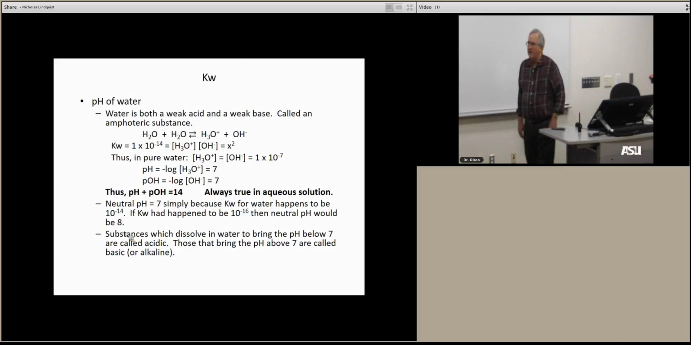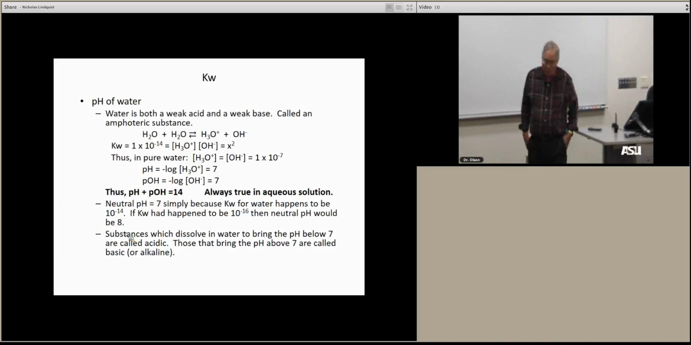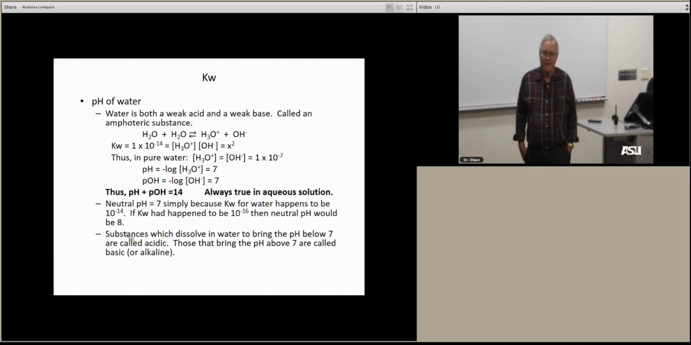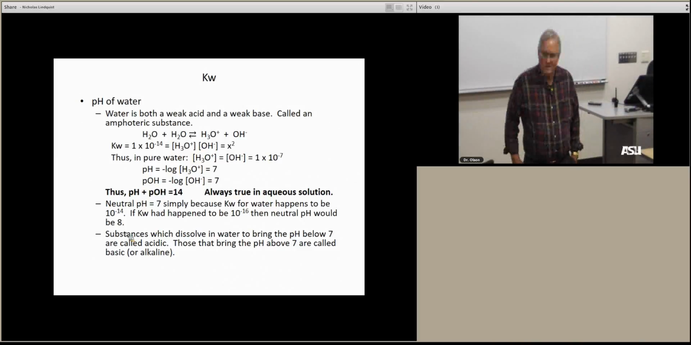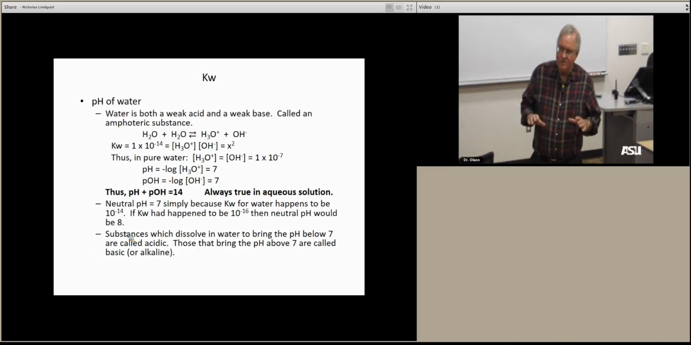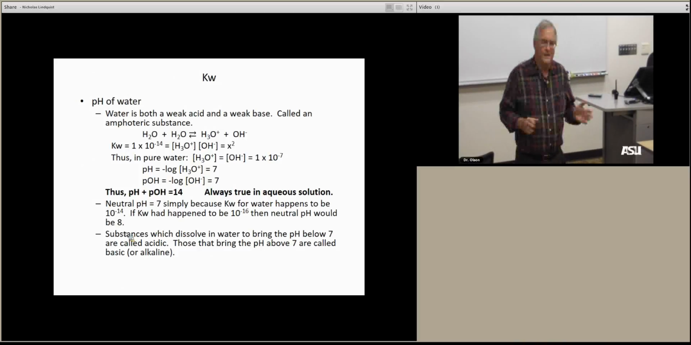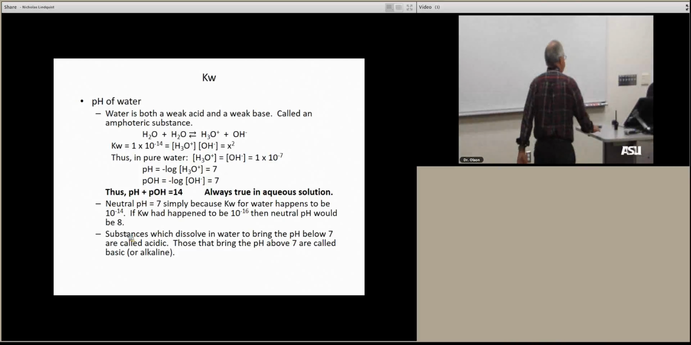Now, let's talk about water. Remember we said that water was an amphoteric compound. It could be an acid or a base. So let's consider just a solution of pure water, nothing else dissolved in it.